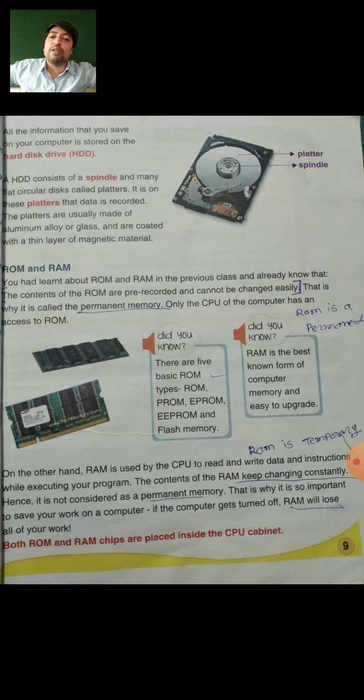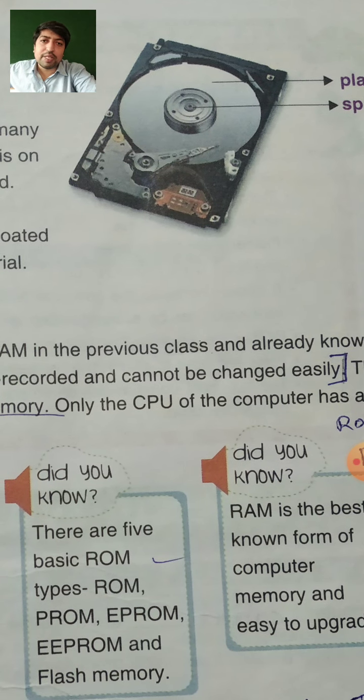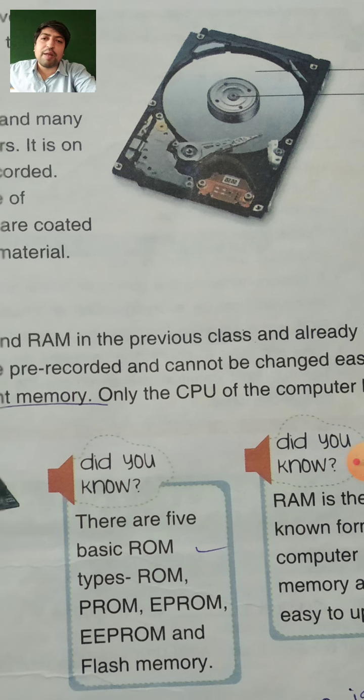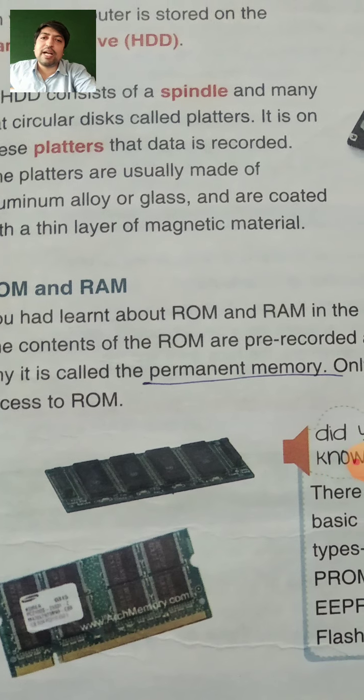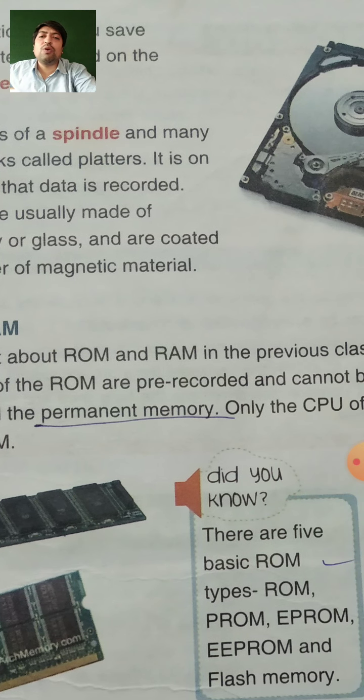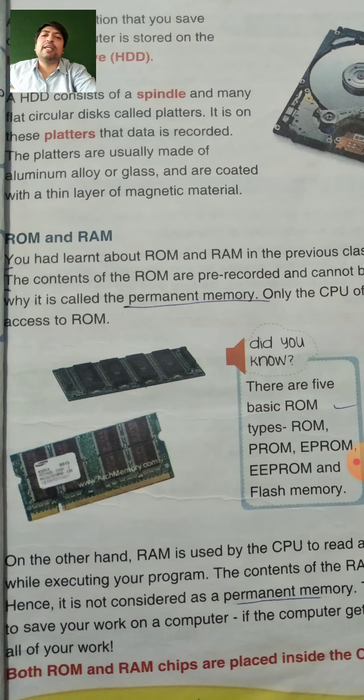The hard disk drive consists of a spindle and many circular disks called platters. You can see it very clearly in the image. It consists of a spindle, a circular spindle, and many circular discs called platters. You have already seen a CD, so the concept is the same in the hard disk also.